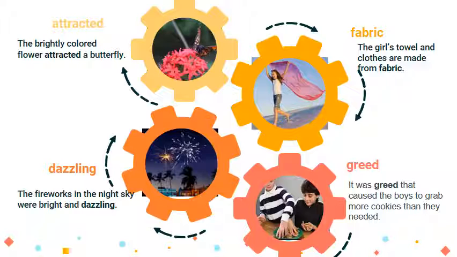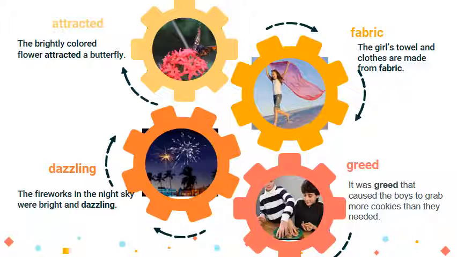Dazzling. The fireworks in the night sky were bright and dazzling. They were bright, sparkling, and they were amazing, okay? They were sparkling, they were dazzling. Fabric. The girl's towel and the clothes are made from fabric. What are our clothes made up of? They are made from fabric, okay? All the things that we wear are made from fabric.